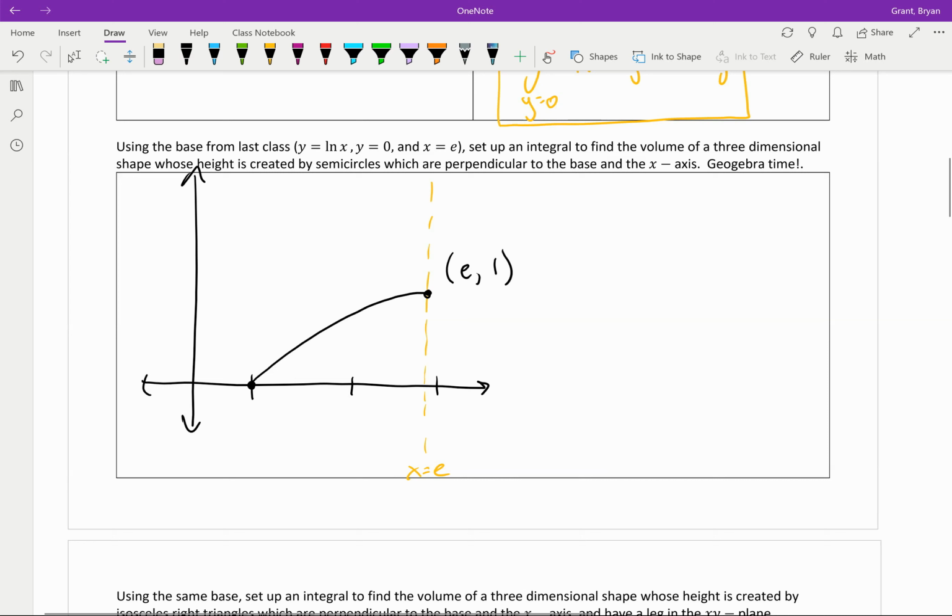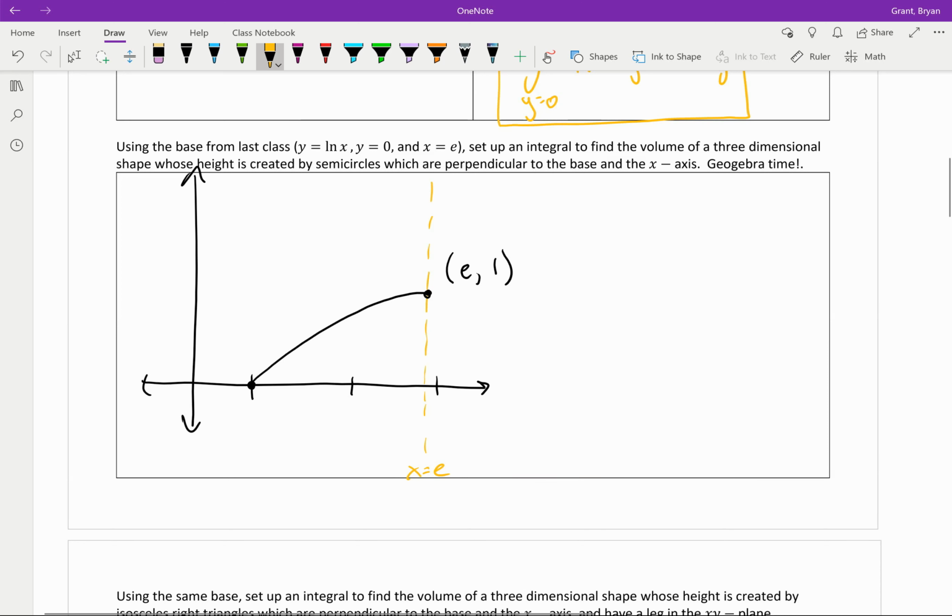What are we doing with it? The 3-dimensional shape is created by semicircles that are perpendicular to the base and the x-axis. Oh, drawing these every year, I always laugh. I always mean them to look like semicircles, or you can think like this beautiful arching bridge, and without fail, mine always look like tacos. But either way, here we go.